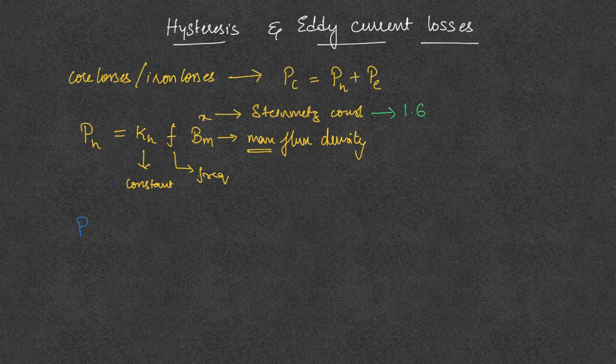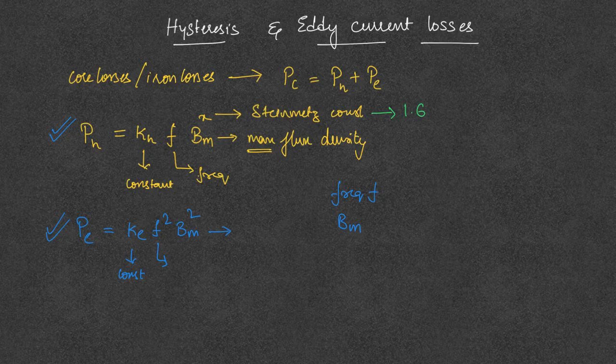Next, the eddy current loss PE is given by KE into F square into Bm square. So here also KE is some constant, F is the frequency, Bm is the maximum flux density. So this is the eddy current loss and this is the hysteresis loss. You can see that these are expressed in terms of frequency F and the maximum flux density Bm.